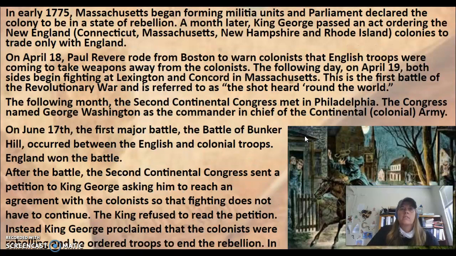The colonists convene in the First Continental Congress and oppose the act and begin organizing militias. In early 1775, Massachusetts began forming militia units. Parliament declared the colony to be in a state of rebellion. A month later, King George passed an act ordering New England, Connecticut, Massachusetts, New Hampshire, and Rhode Island colonies to trade only with England.